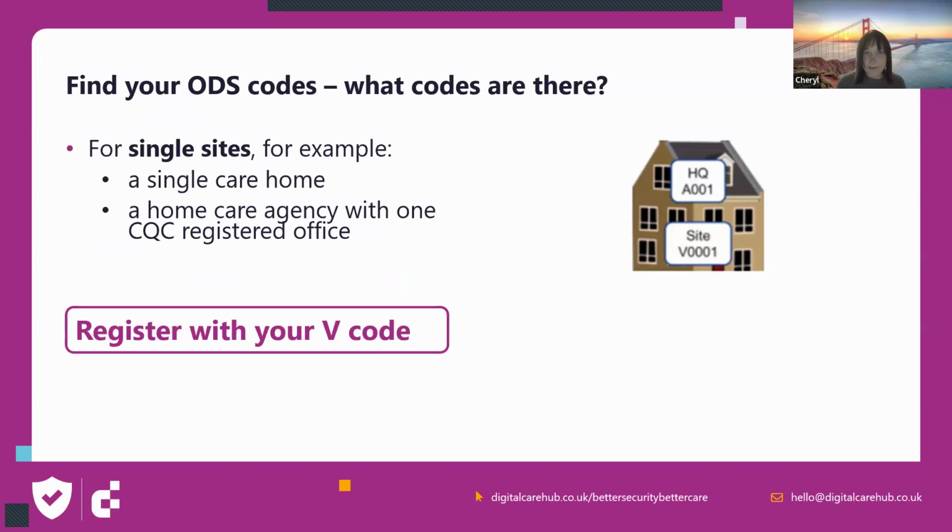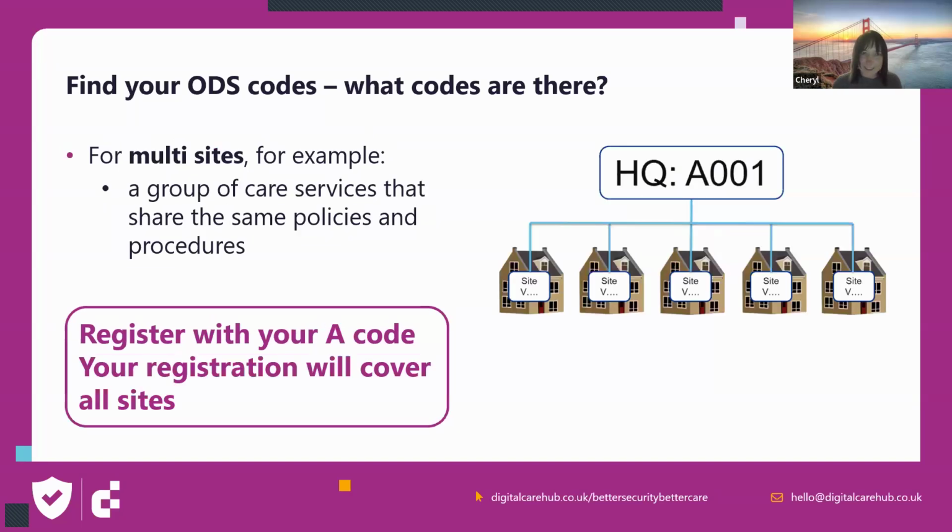So, finding your ODS code and which ones to use. Organisations are all different. If you are a single site, so this might be a single care home, or a home care agency, you might have many offices, but there'll be just one under one CQC registration. Then you need to start the toolkit using your V code. So you will have two codes, but use your V code for this one going forward.